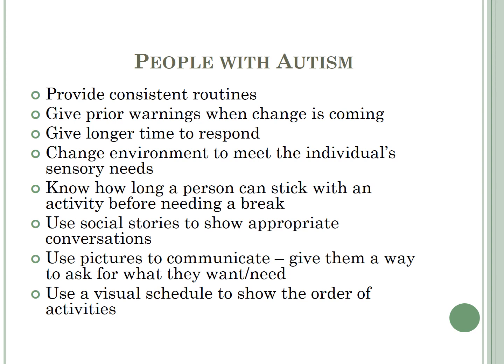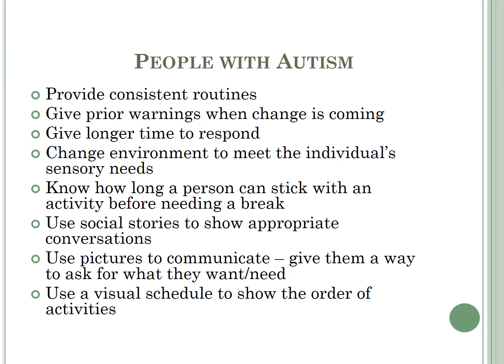Make sure you change their environment to meet the individual's sensory needs. And if you ever have any questions on some sensory options for people with autism, you can always call our agency. We do have some occupational therapists that can help you out. Also, make sure you know how long a person can stick with an activity before needing a break. Maybe their attention span isn't quite as long as another person's.